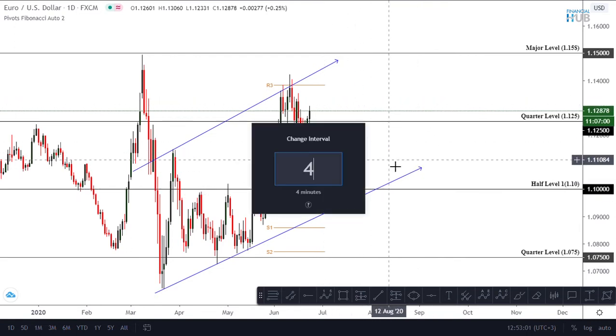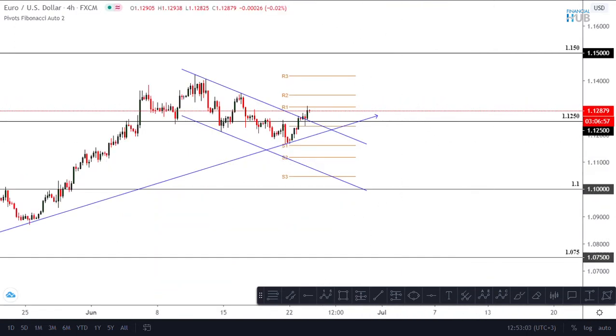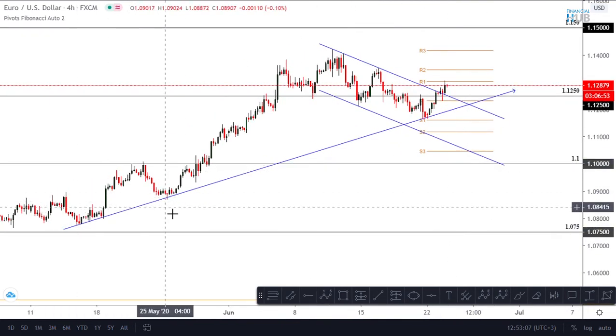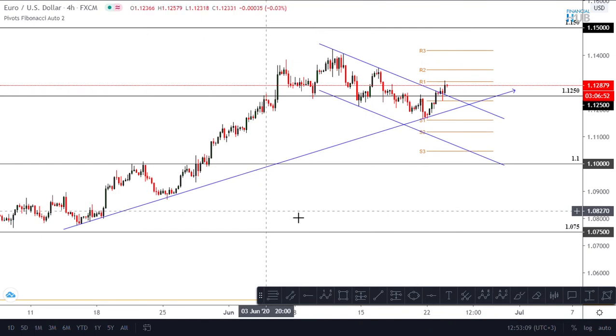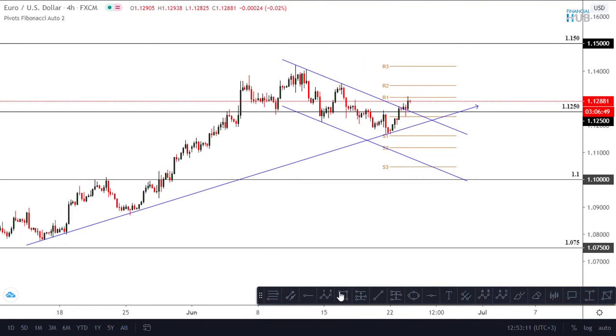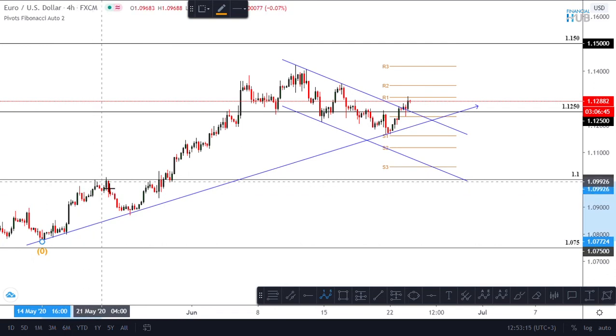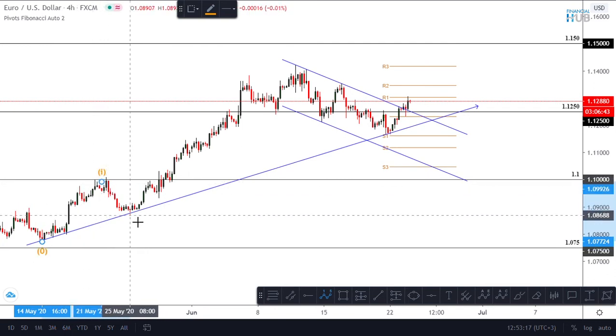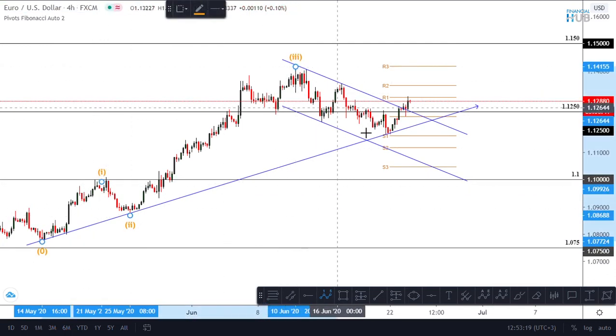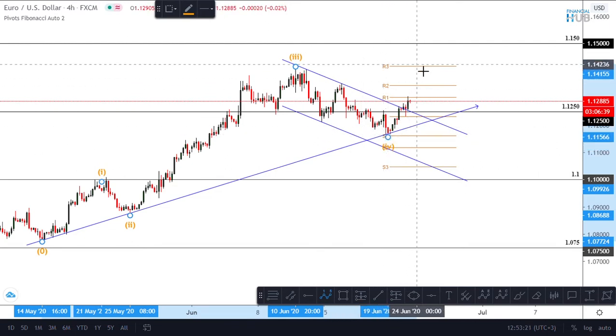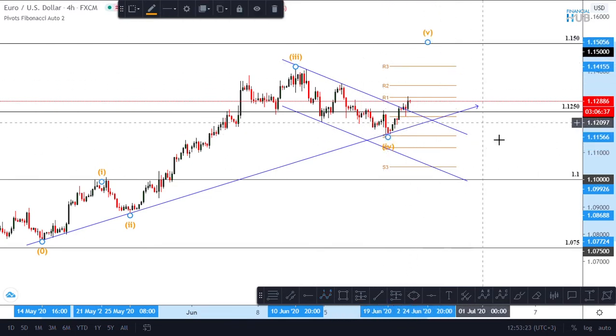But if I go down to the 4-hour chart, then you get the other perspective that I have. The other perspective is that this was the first bounce, second bounce, and this was the third bounce. If I label this with the Elliott wave patterns that Caleb normally uses, then this becomes 0, this becomes 1, this becomes 2, this becomes 3, and then this becomes 4, and now probably we are pricing in 5 all the way to 1.15.